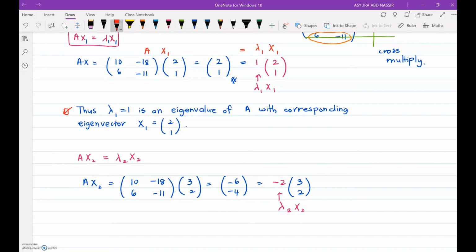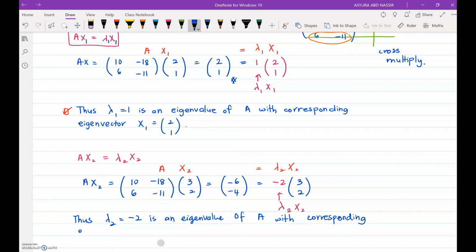Now we have it in the form Ax2 equals lambda 2 x2. Thus, we say that lambda 2 equals negative 2 is an eigenvalue of A with corresponding eigenvector x2 equals (3, 2).